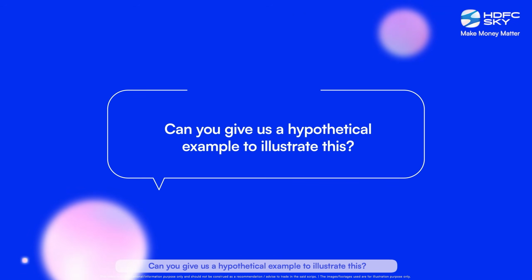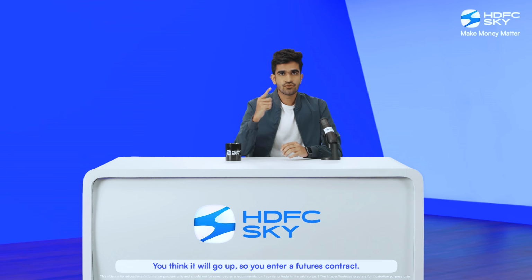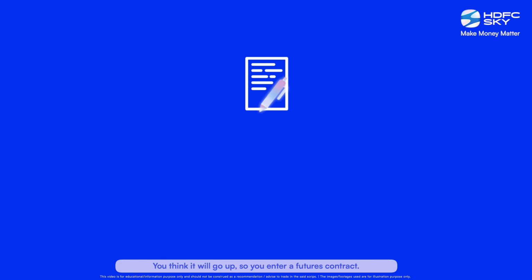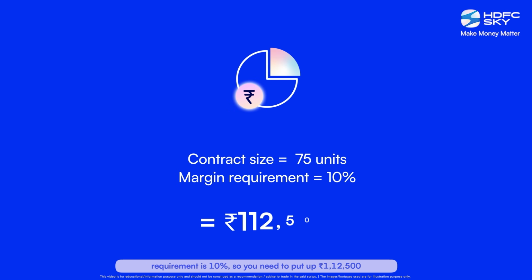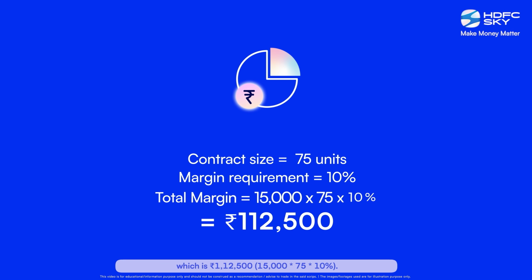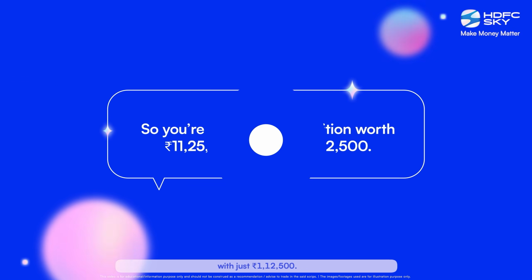Can you give us a hypothetical example to illustrate this? Sure. Let's say you decide to trade Nifty futures. Let's assume that the current Nifty index is at 15,000. You think it will go up, so you enter a futures contract. The contract size is 75 units of the Nifty index and the margin requirement is 10%. So you need to put up 1,12,500 rupees, which is 15,000 into 75 into 10%. So you are controlling a position worth 11,25,000 with just 1,12,500.